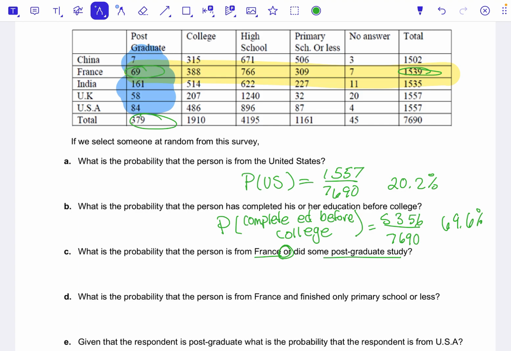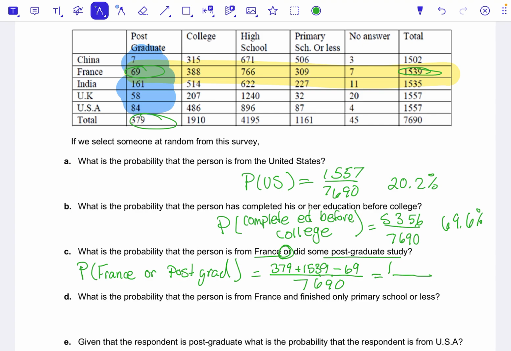So in this case, the probability of France or post-grad. And so we'd have 379 plus 1,539. But we want to make sure we minus out that 69 overlap. And that's out of still the 7,690. And so that would total 1,849 out of 7,690, which is about 24%.